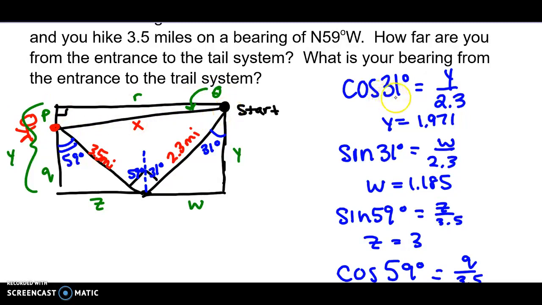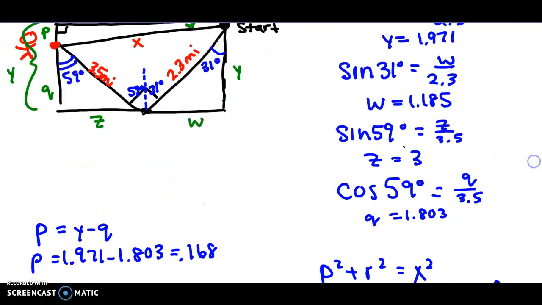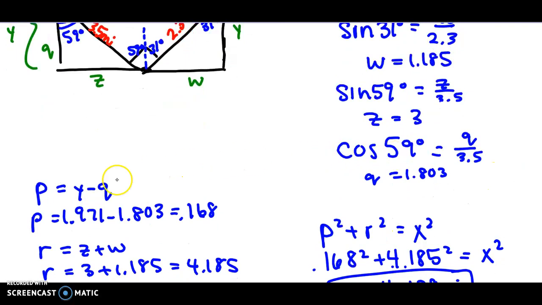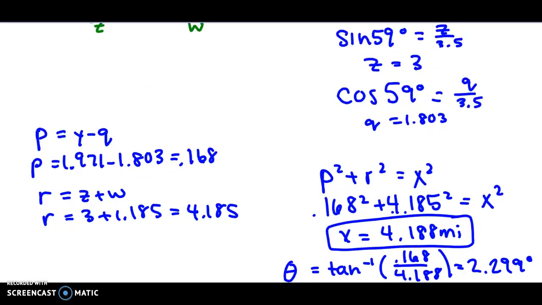So I found that the cosine of 31 degrees is y over 2.3, so y is 1.971. I did the same thing with W, except it was a sine. I did that here to find Z, and then here to find Q. Next, we knew that P was really just y minus Q, so I found that P was 0.168, and I found that R was really Z plus W, which is 4.185.